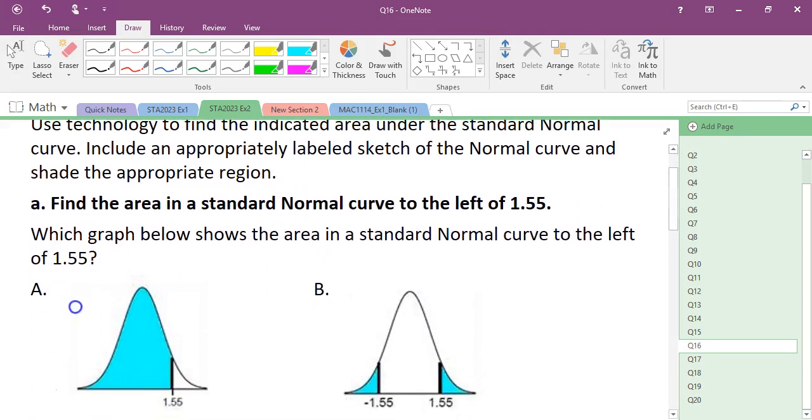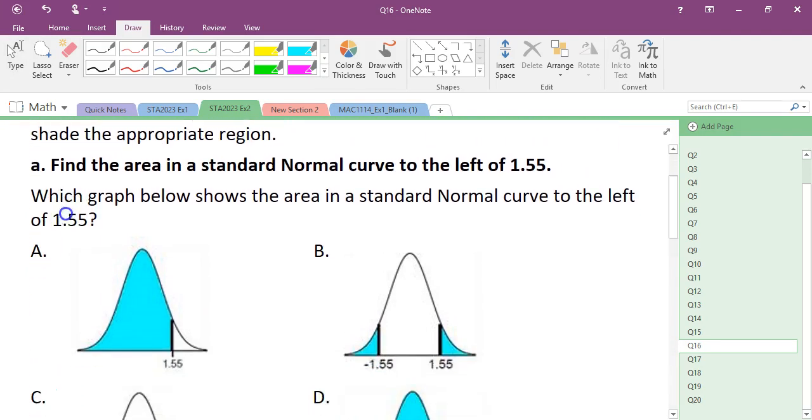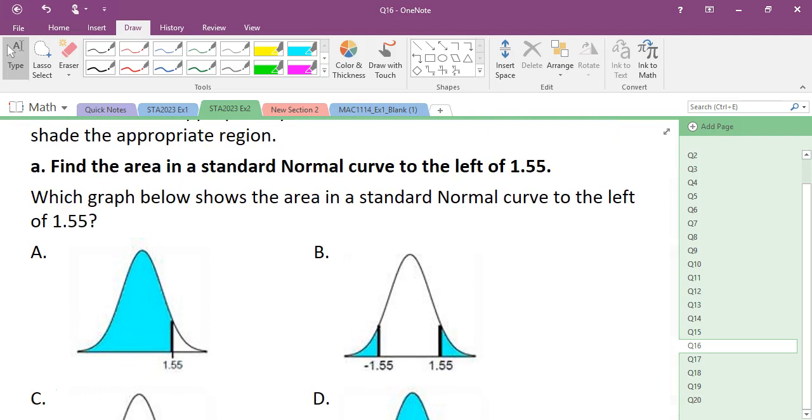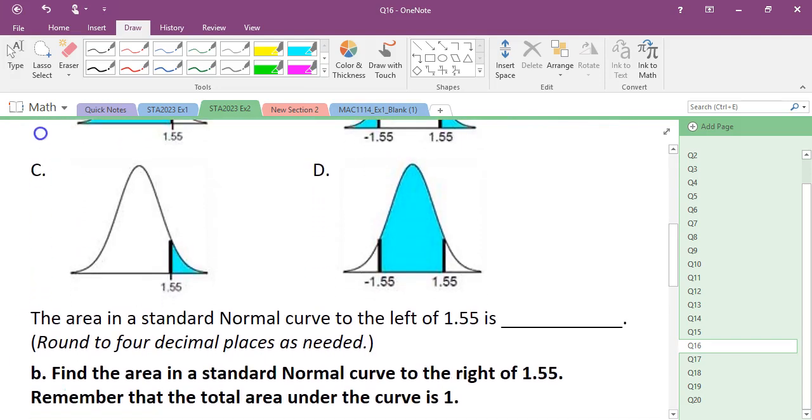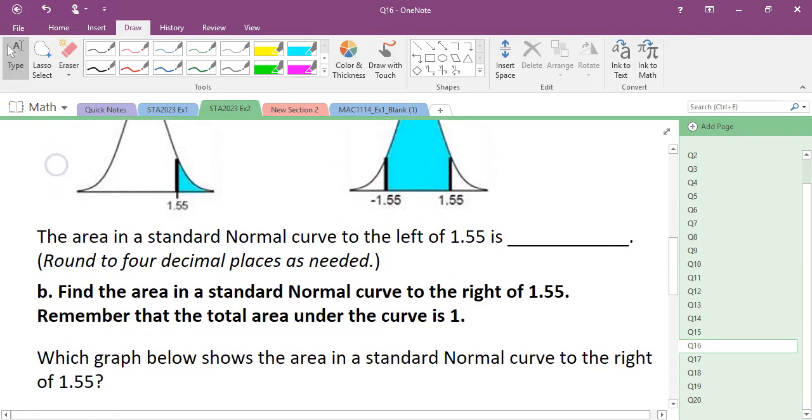It says use technology to find the indicated information. A says find the area in a standard normal curve to the left of 1.55. Which of these graphs shows us to the left of 1.55? A is it. That's our graph up to the left of 1.55. So now we want to find that normal curve.